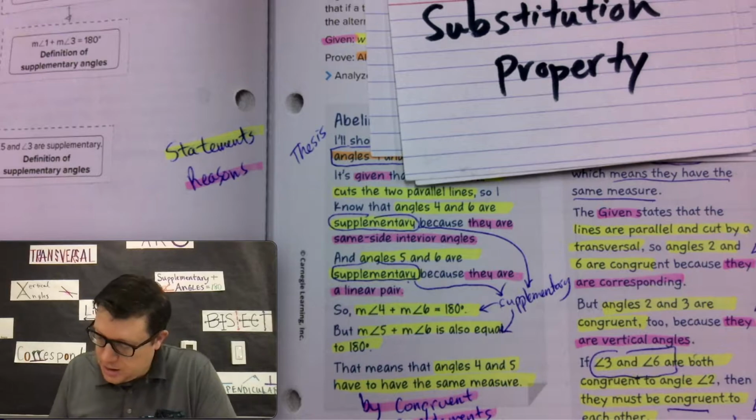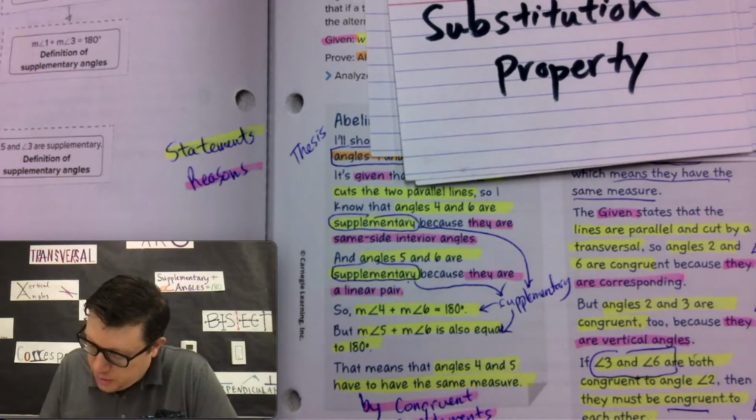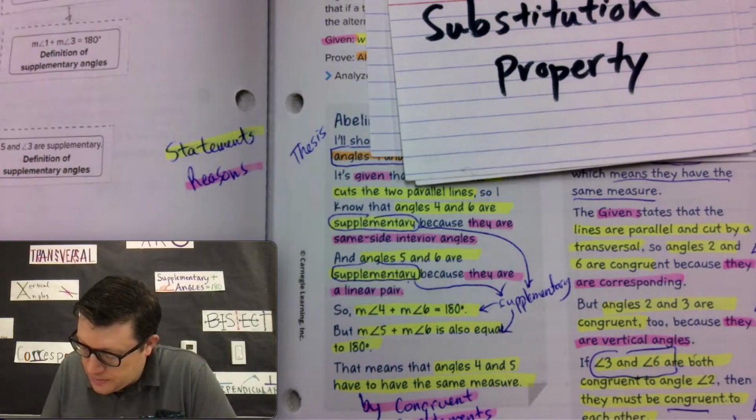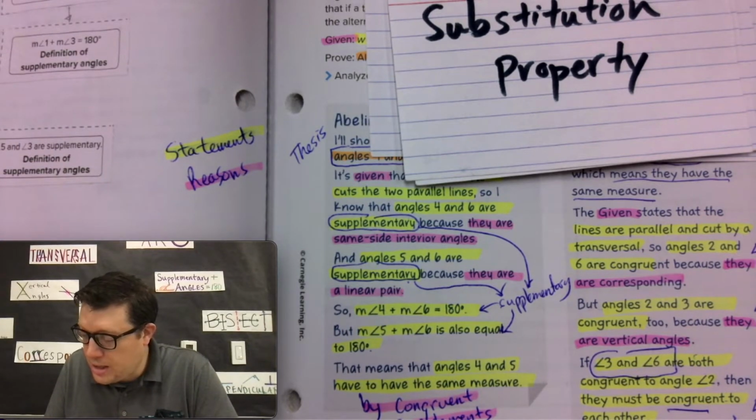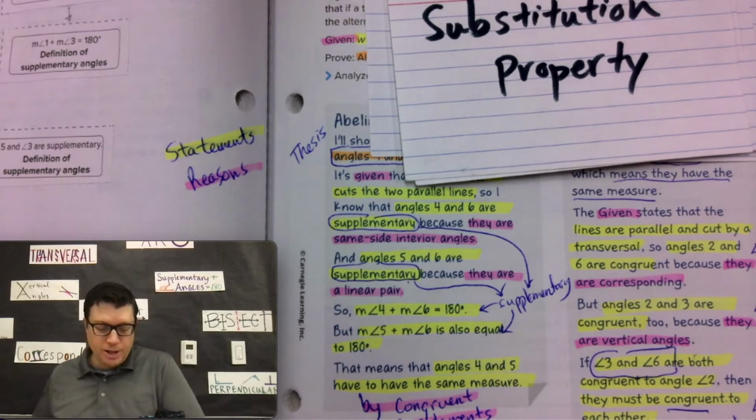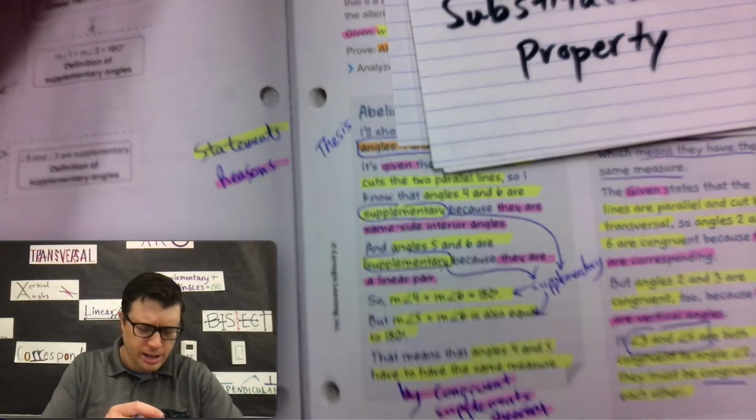Let's see. Oops, I have it here. Substitution. I wrote the wrong thing, and I wrote in pen, so you'll see it on my screen when I show you what I'm writing. If they're equal to the same thing, then that's the substitution property. Now, I wrote it down here on that page 307.